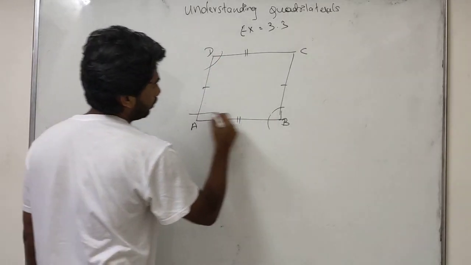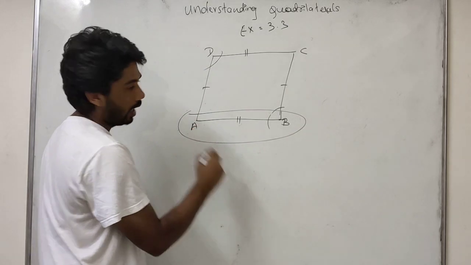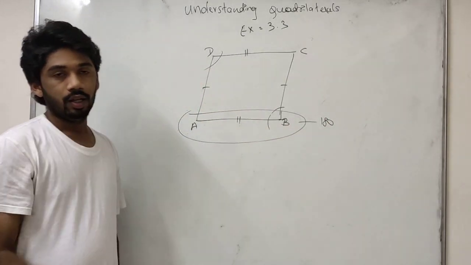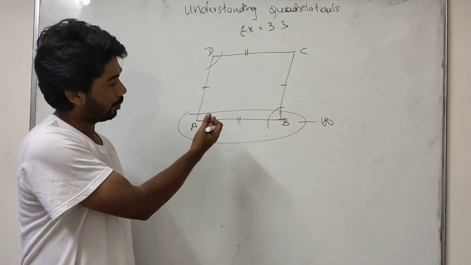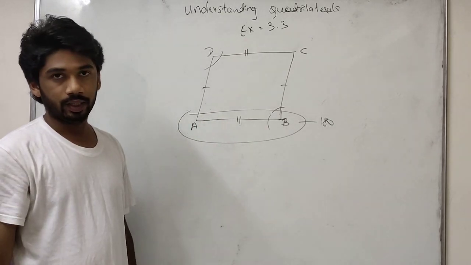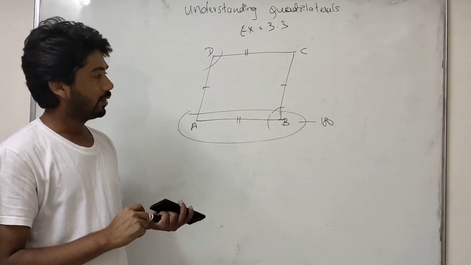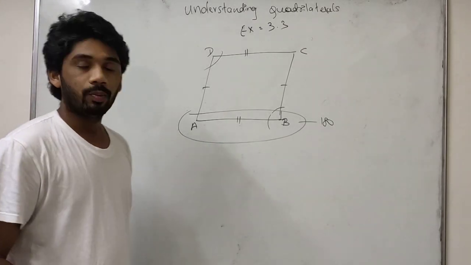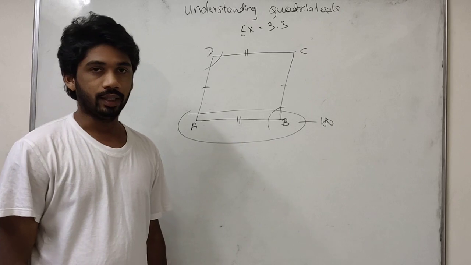And we call these alternate angles, or supplementary angles. If we take the supplementary angles, the sum will be 180 degrees. So this is the basics of a parallelogram, and it will be helpful in the problems. By solving the problems, we will come to know these things.